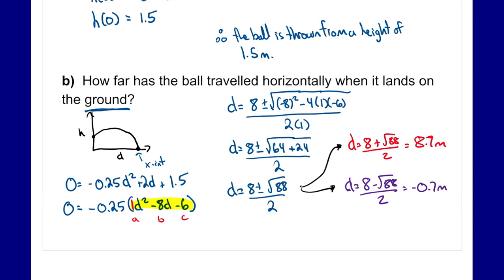So that means that this negative value does not work. That negative 0.7, let me just put that over here. This value does not work. It doesn't mean it's not an x-intercept. It just means for this scenario, in this context, it does not work. So this means that therefore it traveled 8.7 meters.